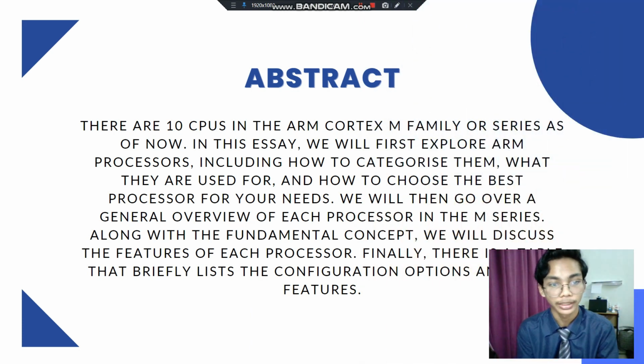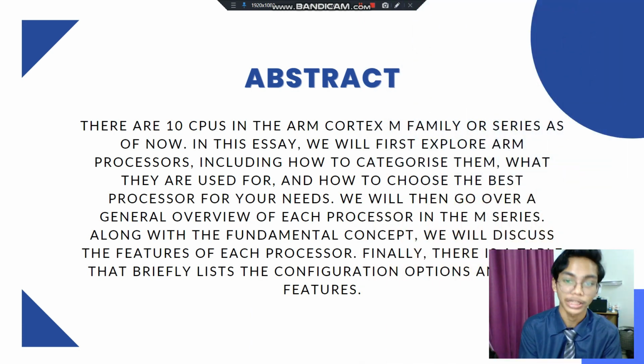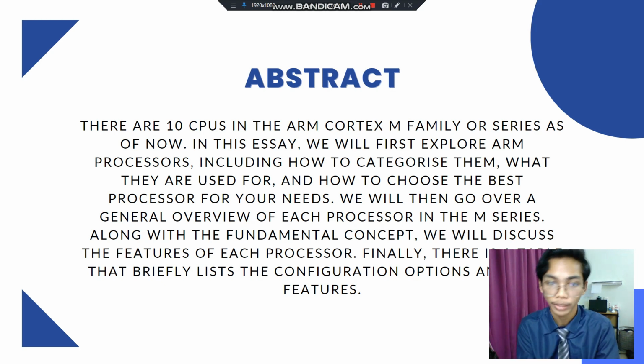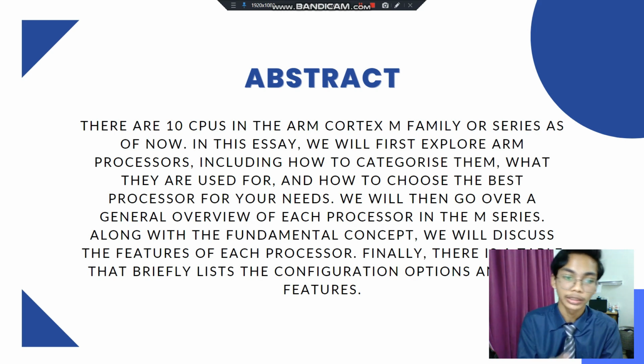Abstract. There are 10 CPUs in the ARM Cortex-M family or series as of now. In this essay, we will first explore ARM processors, including how to categorize them, what they are used for, and how to choose the best processor for your needs. We will then go over a general overview of each processor in the M series. Along with the fundamental concepts, we will discuss the features of each processor. Finally, there is a table that briefly lists the configuration options and their features. Next, we will go to the introduction.